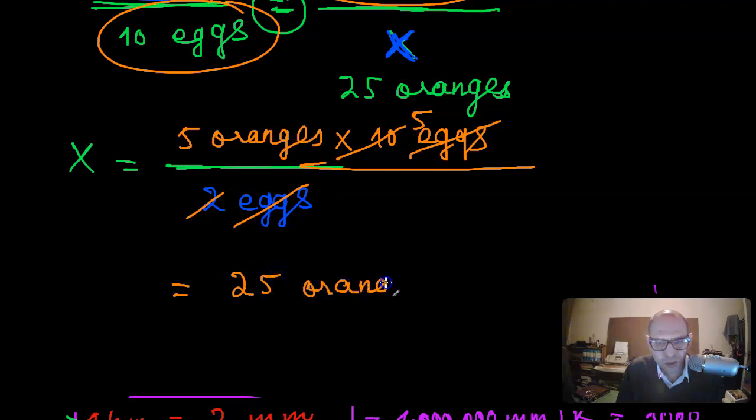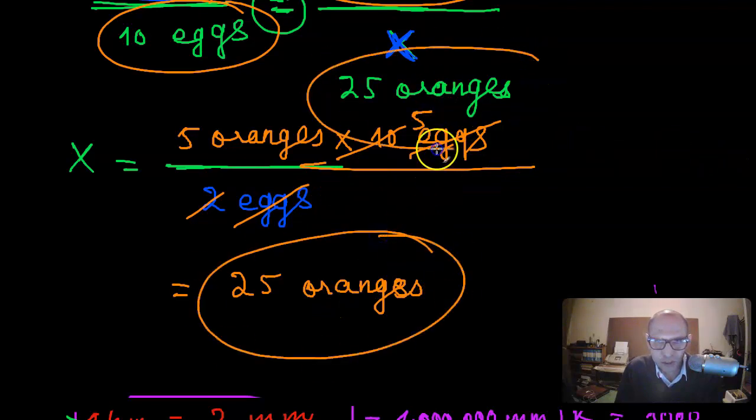The units are important. Here, the unit happens to be, for example, oranges. Sometimes the unit becomes a kilometer. Sometimes the unit becomes a minute. Sometimes it becomes a second. Sometimes it becomes a gram. It depends on the situation. But what is important is that everything has to be proportionate. So 25 oranges is the same thing that we got over here.